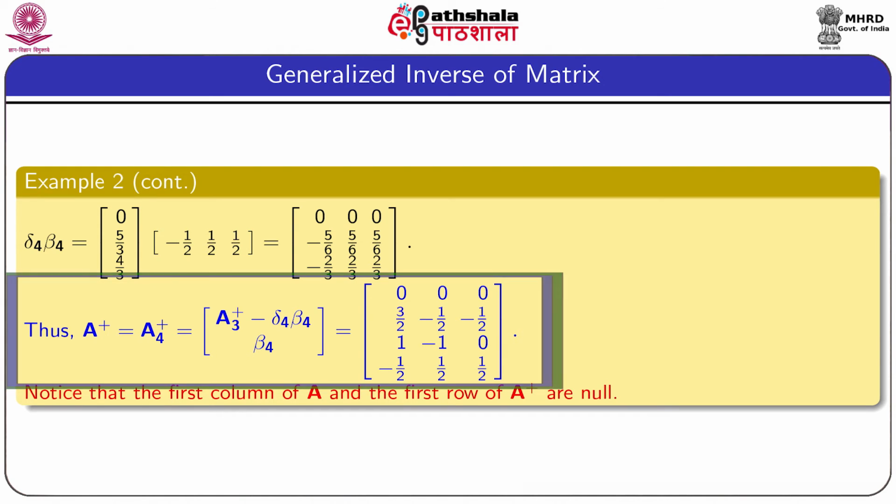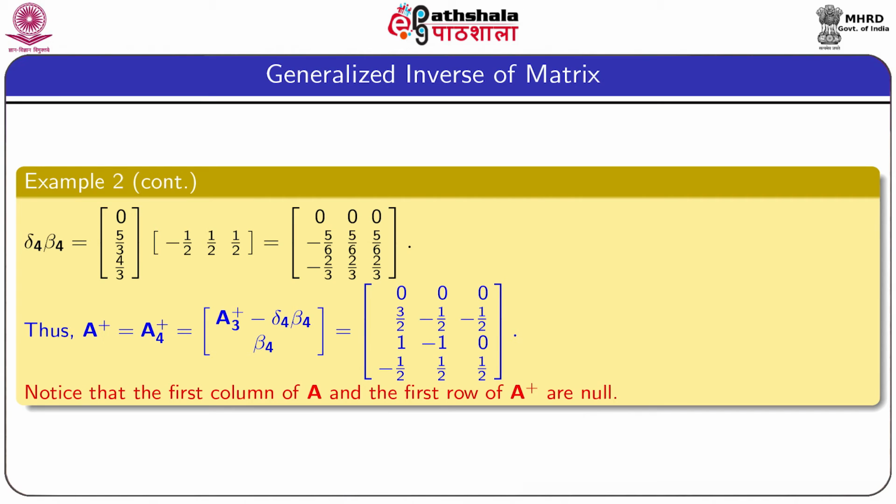So, A plus is equal to A4 plus, which is equal to a matrix of order 4 by 3 whose first row is 0 0 0, second row is 3 by 2, minus half, third row is 1, minus 1, 0, and fourth row is minus half, half, half. So, this is the final Moore-Penrose inverse of the given matrix A. Note that the first row of this matrix is a null row vector, whereas the first column of the given matrix was the first null column vector.